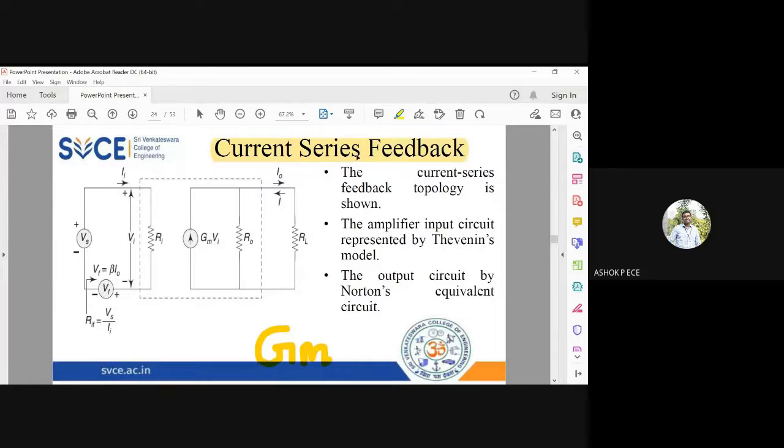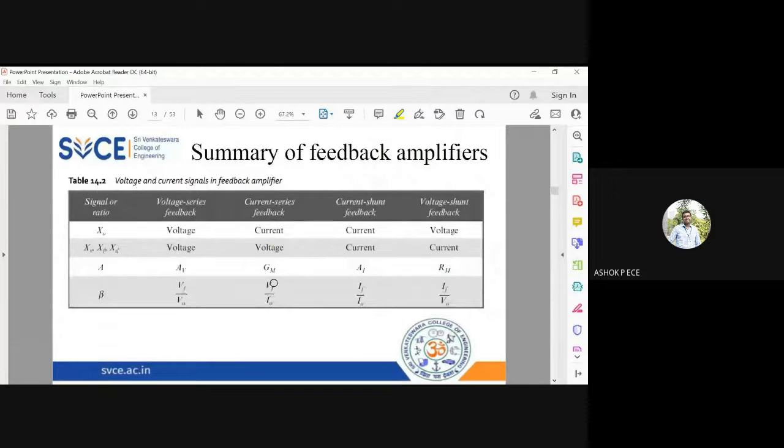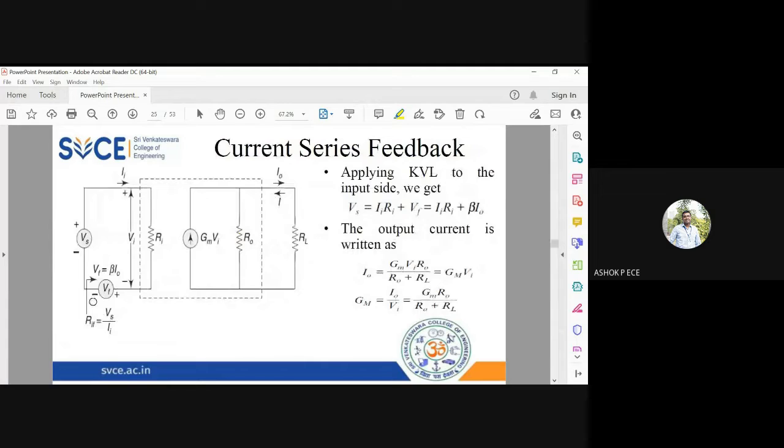Series means two things you have to understand. First, draw a voltage source in series with resistance at the input side. Second, mix your feedback signal in series. The feedback signal, for current series feedback, see the table from yesterday: beta is VF by I naught. So VF will be equal to beta into I naught, cross multiplied. You should remember the beta expression for all the types of feedback amplifiers. We are seeing current series feedback here. So beta is given by VF by I naught, and cross multiplying, VF equals beta into I naught. This will be coming on the input side.